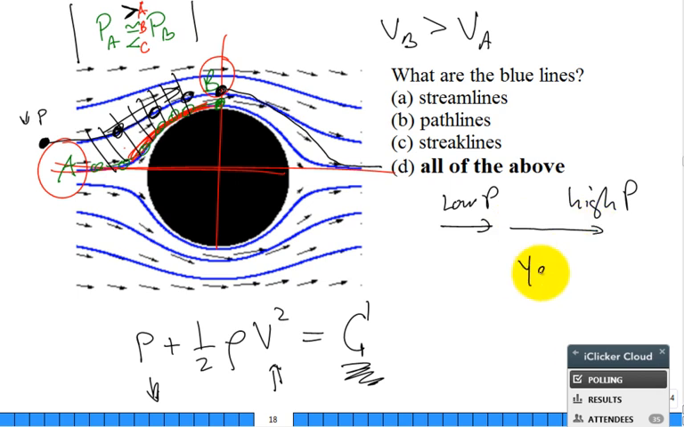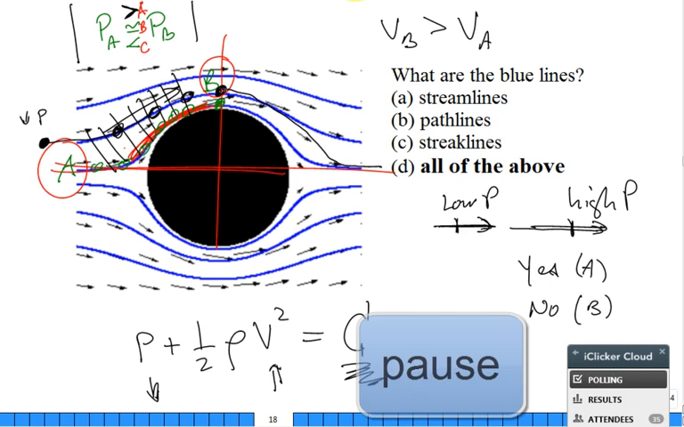Clicker question. Yes, you can, answer A. Or no, you can never get fluid flow that way, answer B. Can you have fluid flow in the direction where it's flowing from low pressure into high pressure? Answer A, yes, or answer B, no.